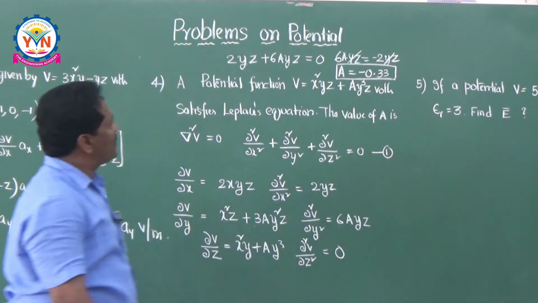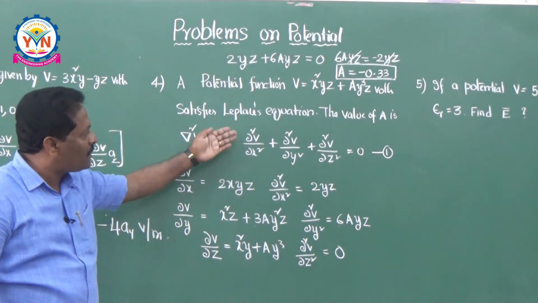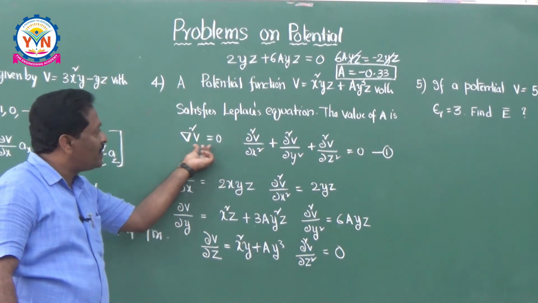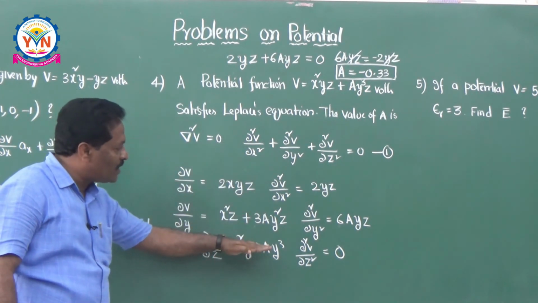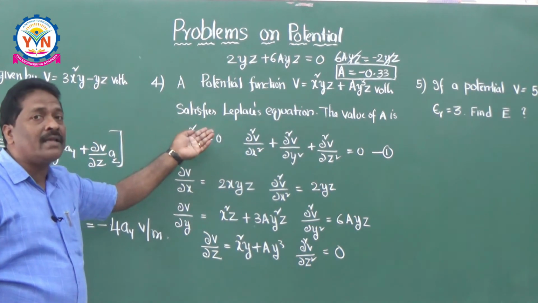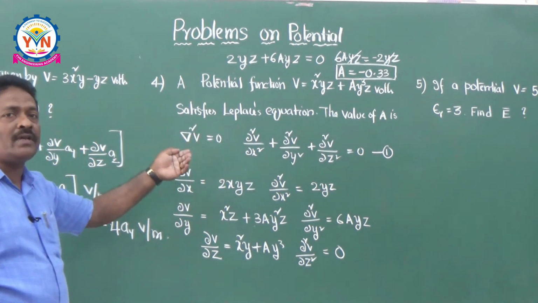And remember friends, he has given a potential function here and he told that it satisfied the Laplace's equation, and you know the Laplace's equation, del square V is equal to 0. Just do small differentiation, you are going to get this. So this is a bit already given in your high level examinations. It is so easy if you know the concept.